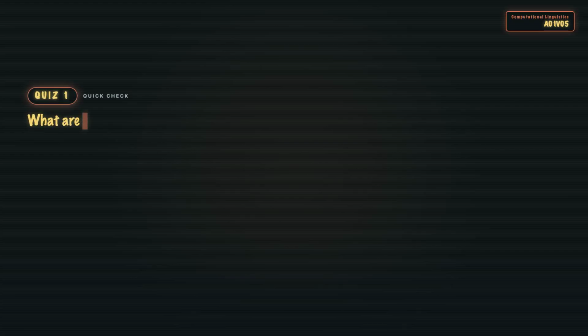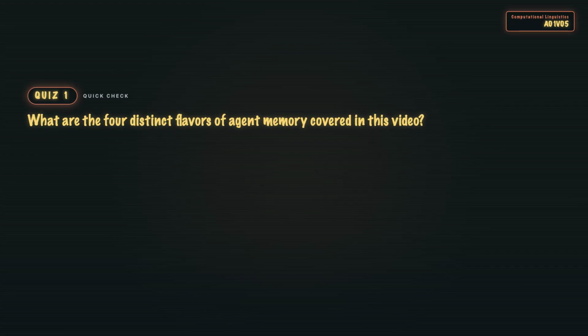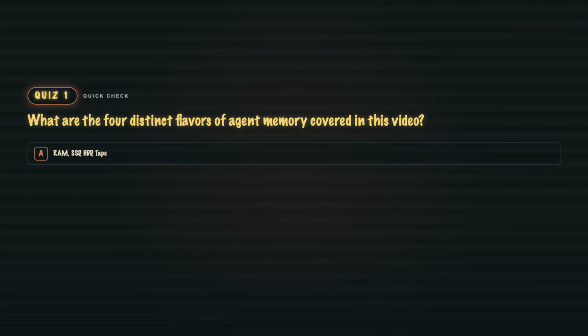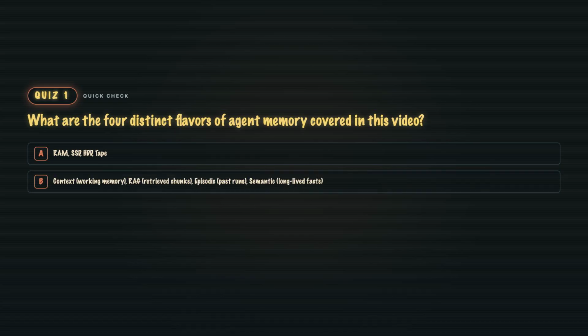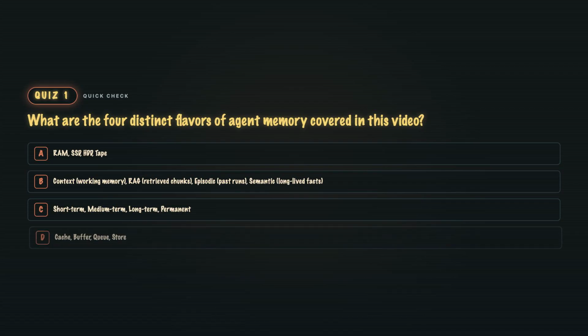Quiz 1. What are the 4 distinct flavors of agent memory? A. RAM, SSD, HDD, tape. B. Context, RAG, episodic, semantic: working memory, retrieved chunks, past runs, long-lived facts. C. Short-term, medium-term, long-term, permanent. Or D. Cache, buffer, queue, store.